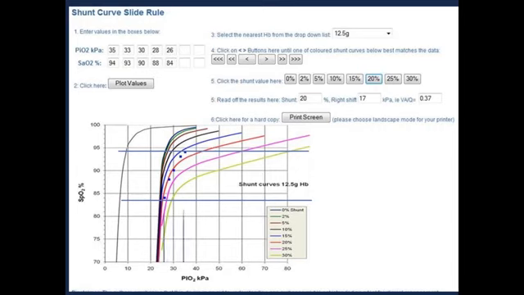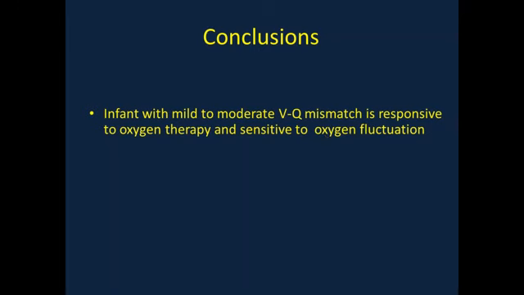So with significant VQ mismatch, we have 0.3 VQ mismatch and right left shunt 20%. Again, I just repeat that. You have now a significant drop of saturation with a little bit of change in the fraction of oxygen. So VQ mismatch is really responsive to inhaled oxygen changes.